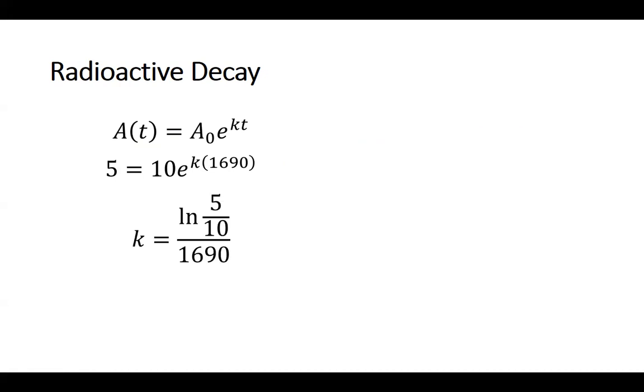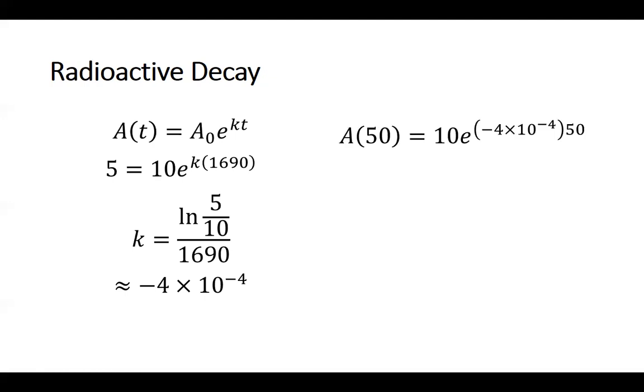So again, divide both sides by 10, take the natural log of both sides, then divide by 1,690, and K turns out to be approximately -4 times 10 to the -4. So negative 0.0004. That's going to be our decay constant. We can now take that decay constant and plug it into that original formula for K.